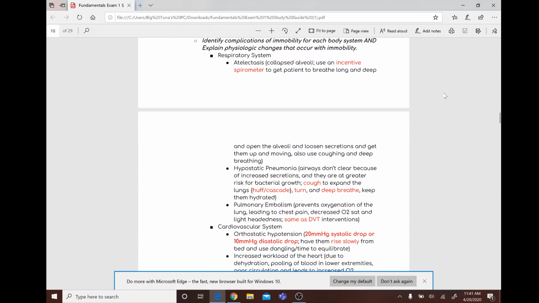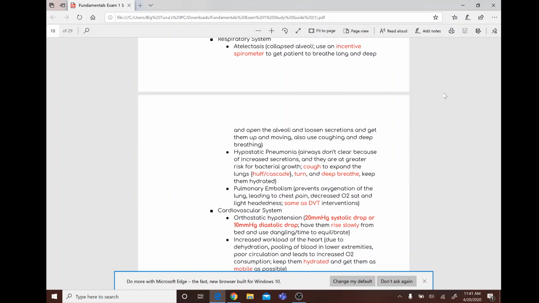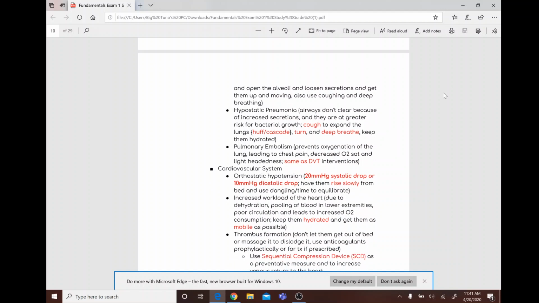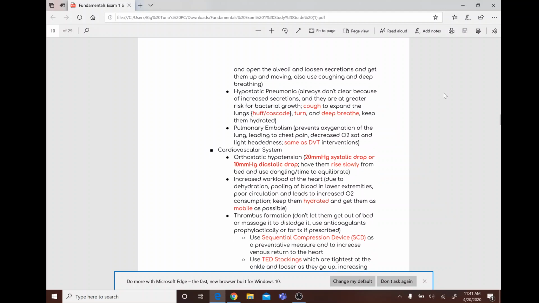How are we going to deal with hypostatic pneumonia? Turn, cough, deep breathe, hydration. How are we going to deal with pulmonary embolism? Elevate the extremity above the head and compression devices.